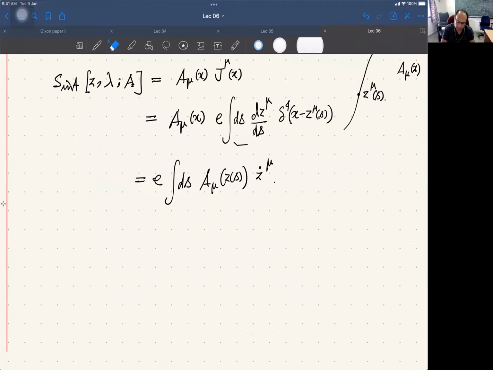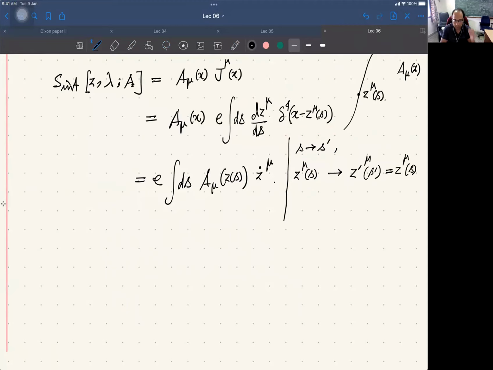When you do s reparametrization, it is not only this portion that you should look at, you should look at this portion as well. How does it transform under s reparametrization? Let's have a more serious look at it. Under s going to s prime, you know that z^μ(s) goes to z'^μ(s') such that it is the same as z^μ(s), because z^μ is a scalar field on the one-dimensional world line.